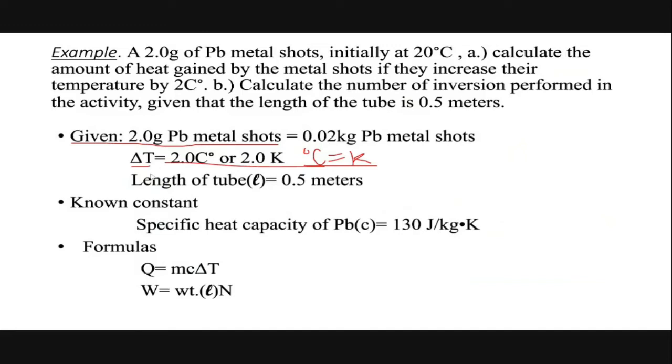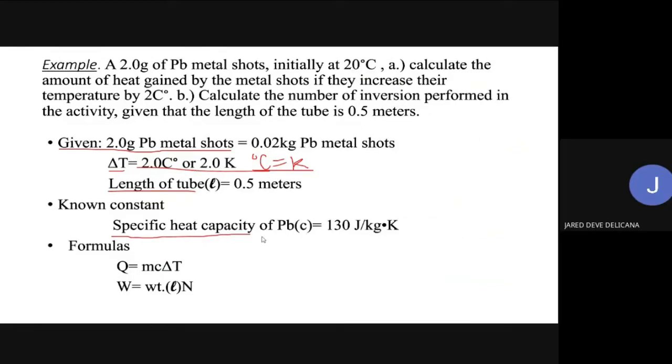This is the change of temperature. Then we're given the length of the tube, L, which is equal to 0.5 meters. We have a known constant here, equal to 130. This is the specific heat capacity of lead, which is denoted by small letter c. This is equal to 130 joules per kilogram times Kelvin.